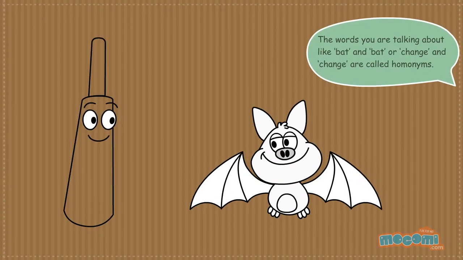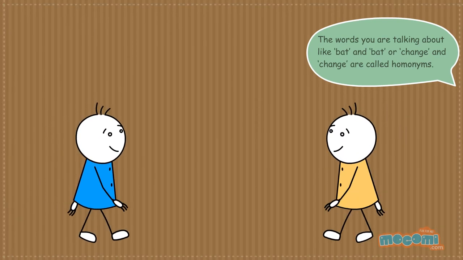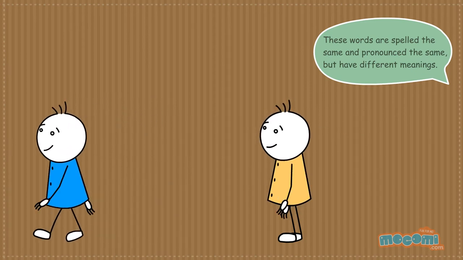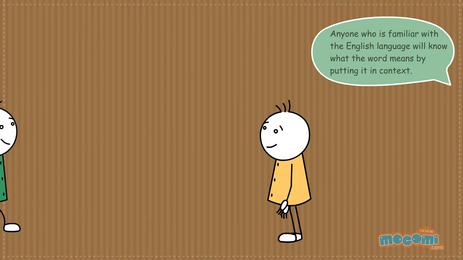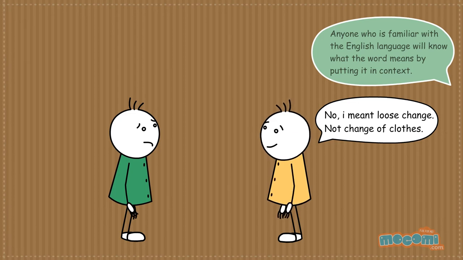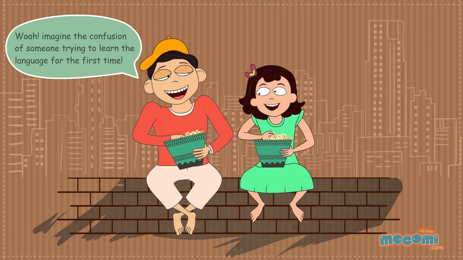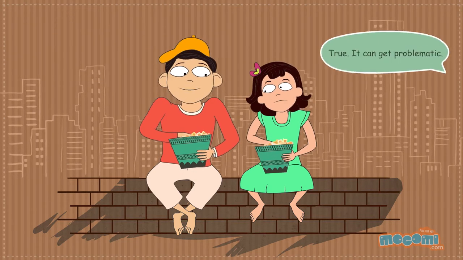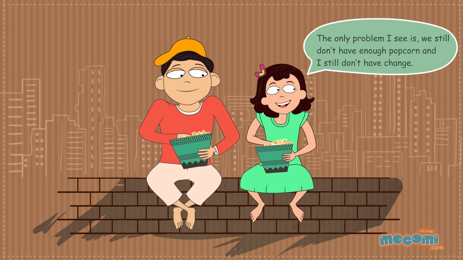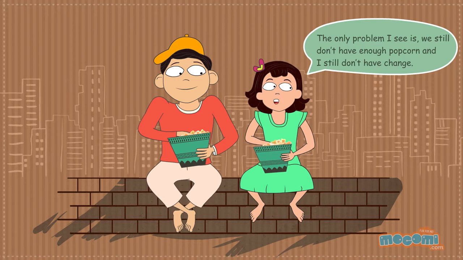The words you are talking about, like bat and bat, or change and change, are called homonyms. These words are spelled the same and pronounced the same, but have different meanings. Anyone who is familiar with the English language will know what the word means by putting it in context. Whoa! Imagine the confusion of someone trying to learn the language for the first time. True. It can get problematic. The only problem I see is we still don't have enough popcorn and I still don't have change.